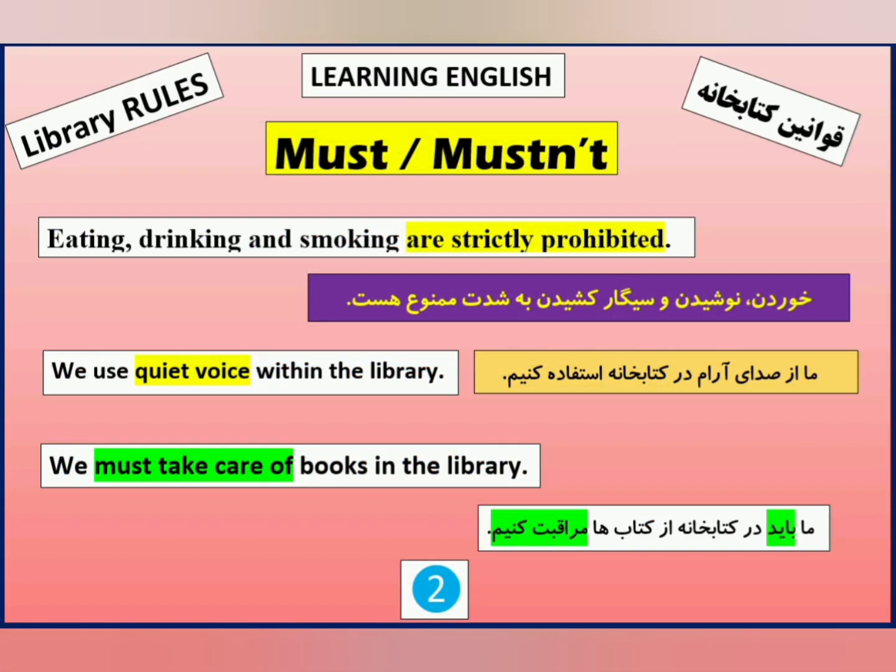Eating, drinking and smoking are strictly prohibited. Eating، خوردن، drinking نوشیدن and smoking و سیگار کشیدن are strictly به شدت prohibited ممنوع هست توی کتابخونه. پس eating, drinking and smoking are strictly prohibited. Prohibited.